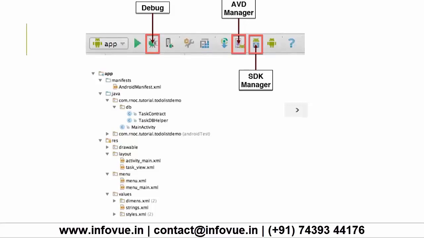Suppose you can't launch your app using your mobile phone, then you can create a virtual device in Android Studio and use that device for launching your app. And the SDK manager is used for managing the SDK required for the development of your app, because every app requires some SDK properties for its development.